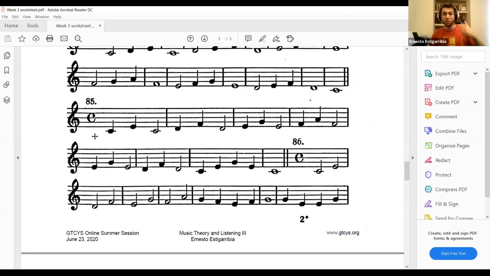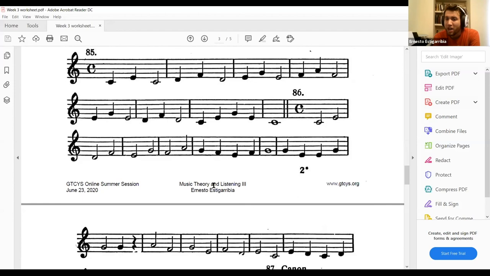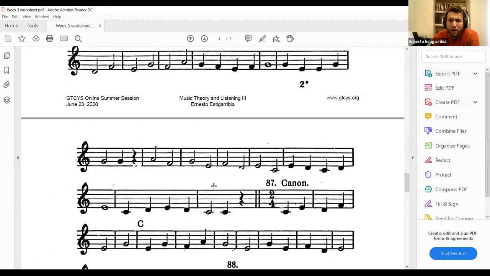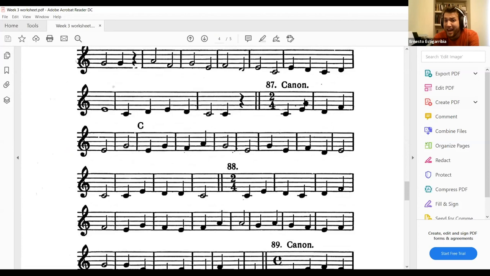Good. And now the next exercises are all similar, the same challenges. There are leaps of thirds, there's some scale-like motion and things like that. And if you have siblings in the home, you can actually sing this in canon. 87, 89, you can sing it in canon, okay?